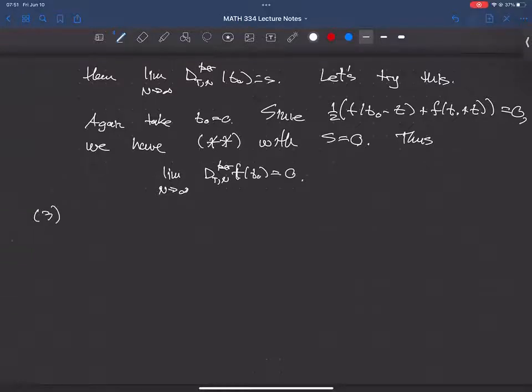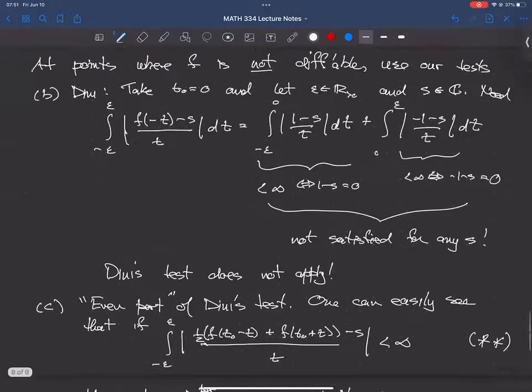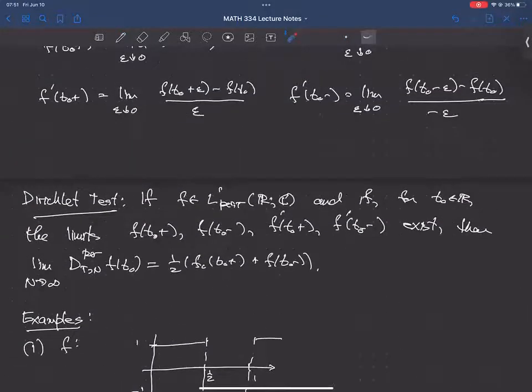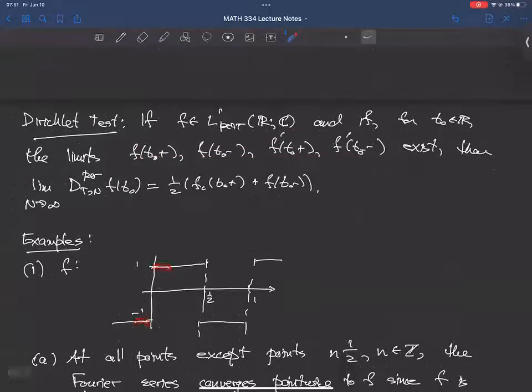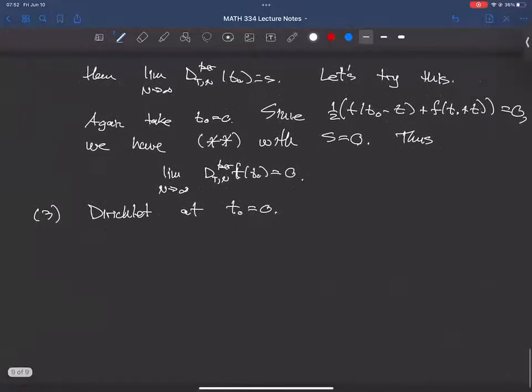Let's also try Dirichlet's test. I'm going to try Dirichlet's test at t naught equals 0. So to apply Dirichlet's test, I need to check whether these limits exist. All right, so here's f, and I'm working around 0. So f of t naught plus is the limit of f from the right, which is 1. F of t naught minus is the limit of f from the left, which is -1. Then the derivatives. Well, the derivative from the right is 0, and the derivative from the left is 0. So those limits all exist.